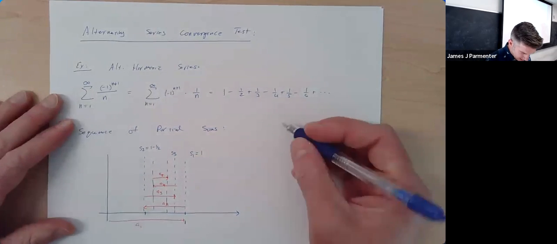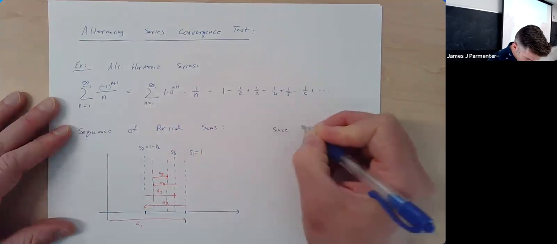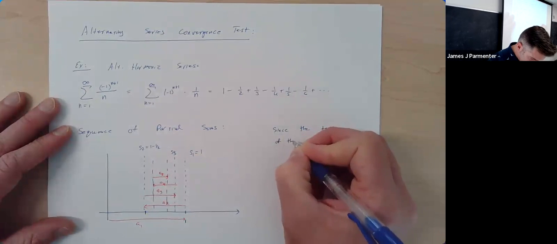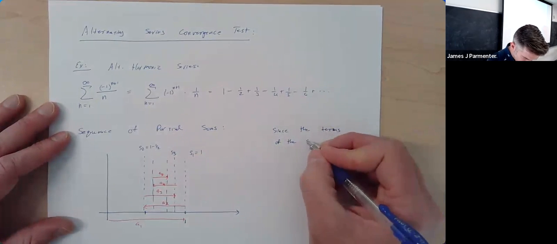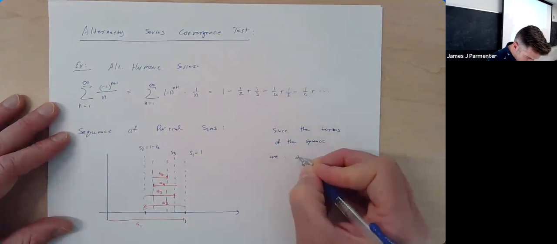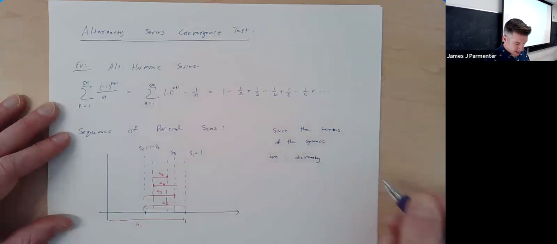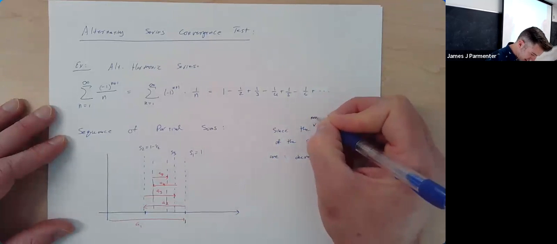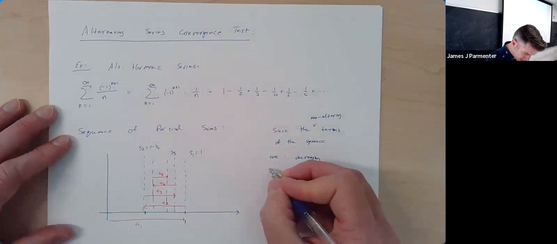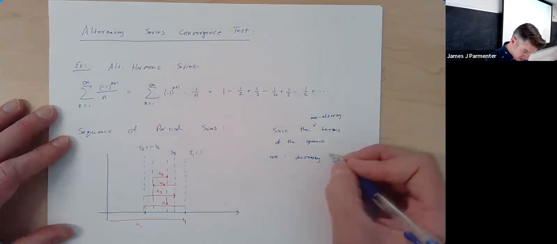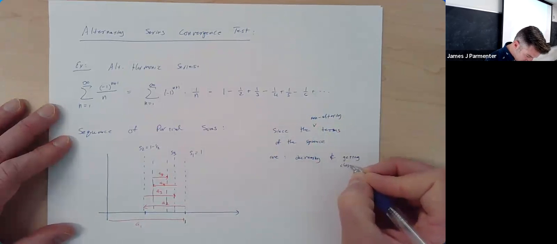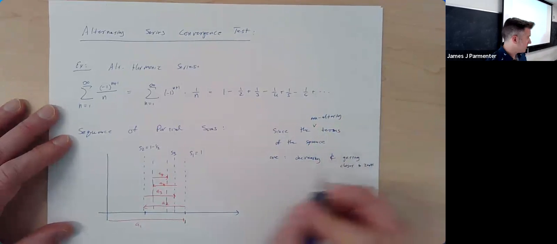So yeah, that's the idea, is that since the terms of the sequence are decreasing, I should say since the non-alternating terms, right, that's what we typically look like, are 1, decreasing, and 2, getting closer to 0. That's all we need.